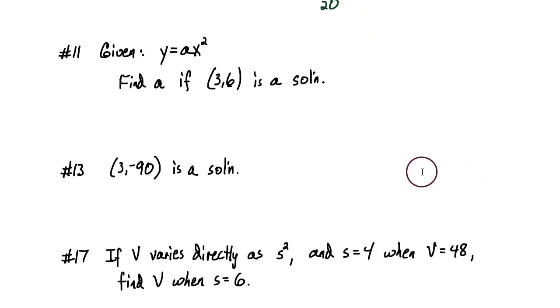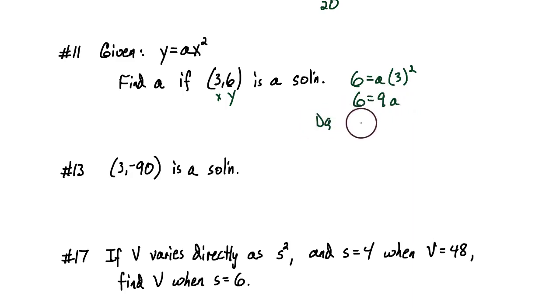Number 11, we have an equation, y equals a times x squared. We're asked to figure out what a equals, and we're given values of x and y. Let's make those substitutions. For the letter y, fill in 6. For the letter x, fill in 3. Now solve this equation. 3 squared is 9. To get a alone, we divide both sides by 9. So we get a equals 6/9, which does reduce to 2/3.